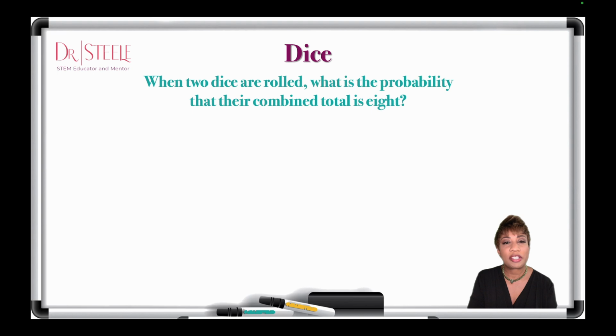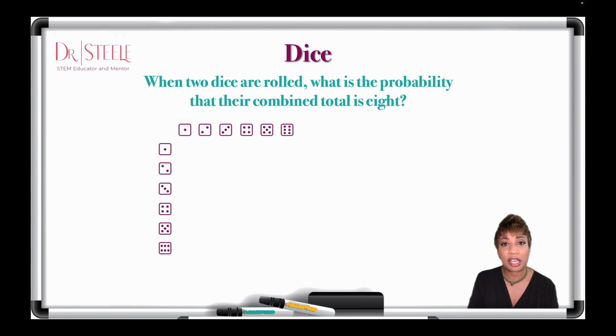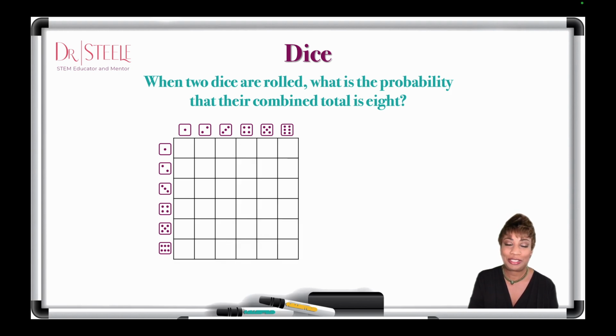Now let's look at some questions that involve dice. When 2 dice are rolled, what is the probability that their combined total is 8? And so you could try to figure this out on your own, or you can make a table. And so the way the table is made, I'm going to have the representation of 1 die, the numbers that are possible, going horizontal, and then 1 going vertical. And then I'm going to put the sum in a nice little table.